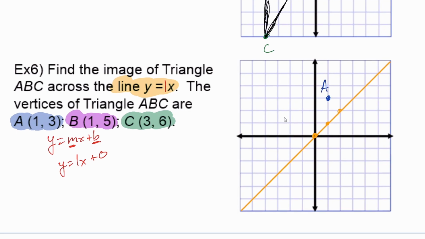B is at (1, 5). Let's move. There we go. All right, B is at (1, 5). So we're going to go over 1, up 1, 2, 3, 4, 5. So there's B.